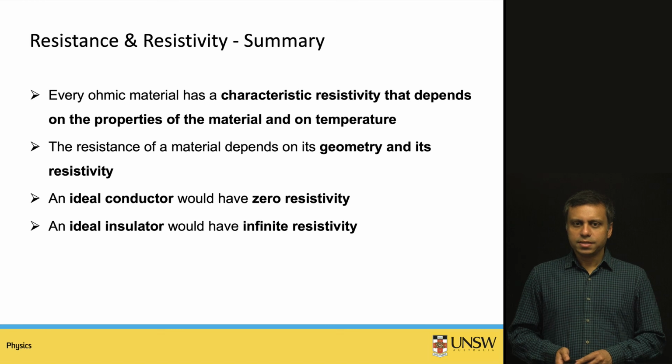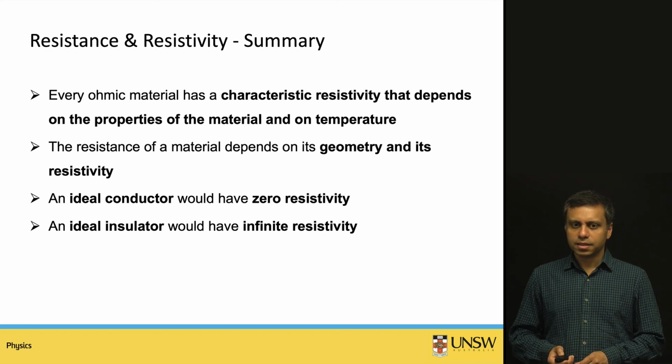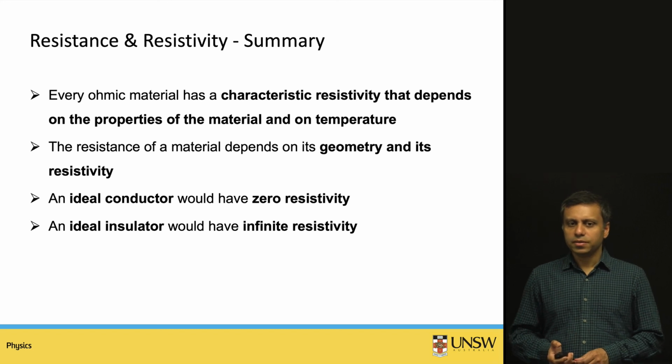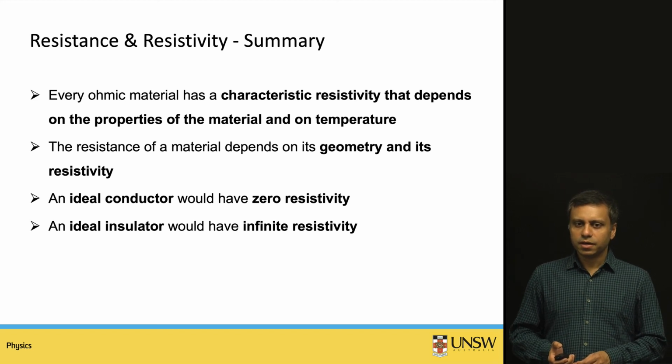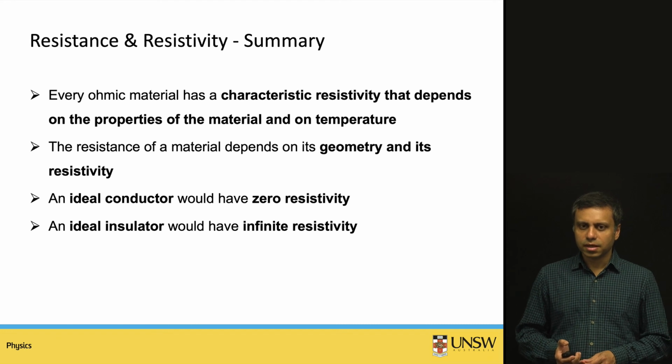Let us now summarize resistance and resistivity. Every ohmic material has a characteristic resistivity that depends on the properties of the material and on temperature. That we saw in the table in the last slide. The resistance of a material depends on its geometry and its resistivity, right? The resistivity is different for different materials, and resistance depends on the cross-sectional area and the length of the material.